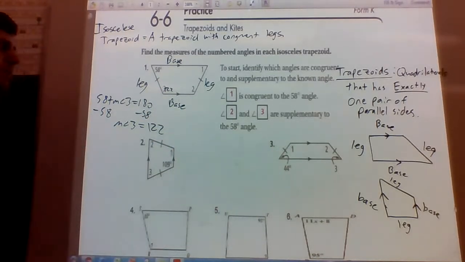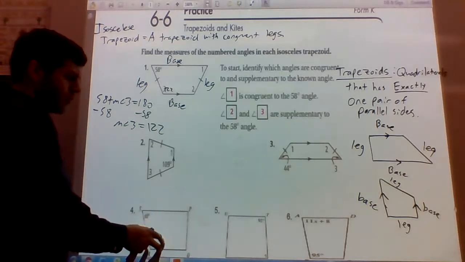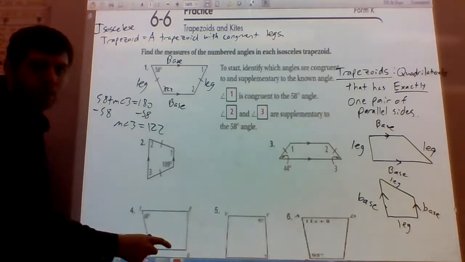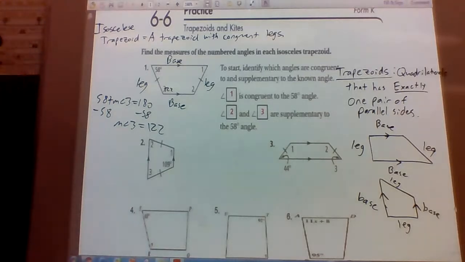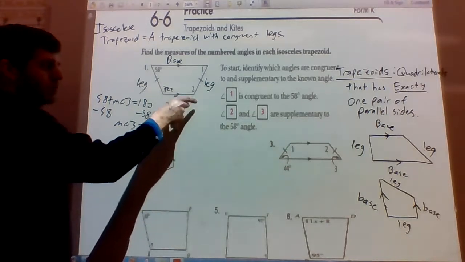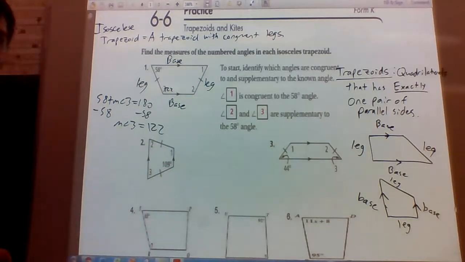But we can use some properties of isosceles trapezoids to find angle 1 and 2 now. So in 4, we couldn't find P and Q. P and Q were not related to S or R, so we didn't have enough information to find them. But if it was isosceles, like number 1 is, we can find the measure of angle 1 and the measure of angle 2. And those properties are that the base angles are going to be congruent.